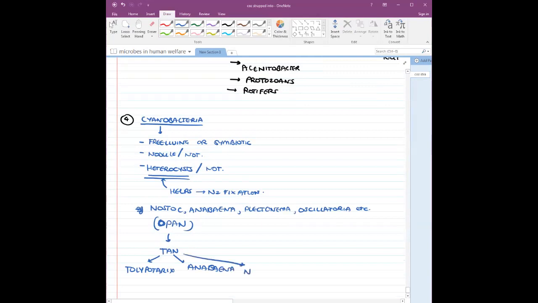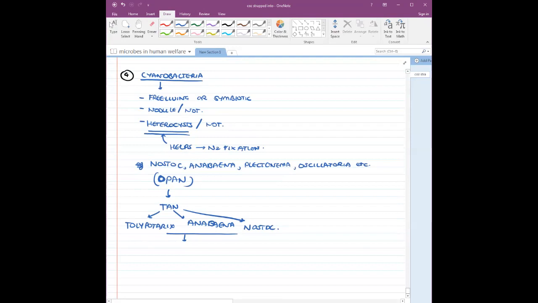Okay, Tolypothrix, Anabaena, and Nostoc. You will see that these are also going to show you some association with your lichens, and some of them with your Azolla. So some of them, guys, if you look at these, can show association with some lichens. And now, if we look at only Anabaena, guys, Anabaena can also show association with your Azolla plant. Okay, so we have Anabaena-Azolla, and guys, it is also going to show you association with cycas.